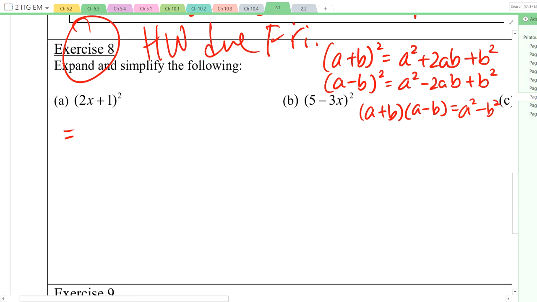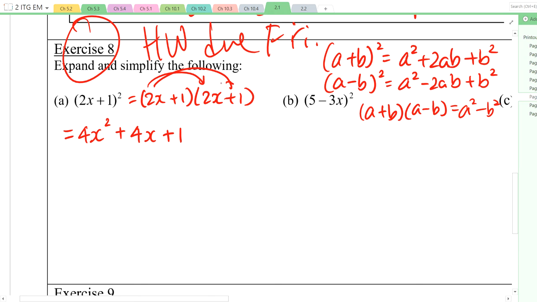The first one, 2x plus 1 square falls under the first case, a plus b square. So whatever is the first term, which is 2x, I'm going to square it. What do I have when I square it? 4x square plus 2 times 2x times 1. That is 4x, plus 1. So do I need to draw the rainbow? 2x plus 1, 2x plus 1, then multiply, multiply, multiply, multiply. Do I need to? No need. If you have memorized it already, you don't have to do that. But even if you do it, you will still be correct.